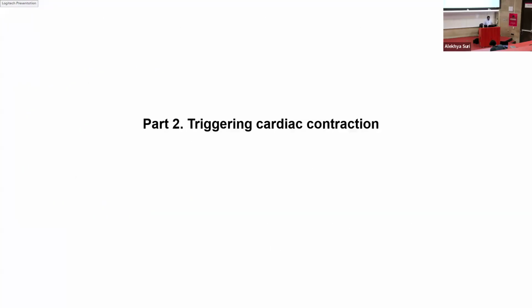Okay, so in the first part, we have seen, randomly, some structures, the ventricular part, some important valves, and the conduction system. But from now onwards, we're going to see a little bit more detail on how this contractile system is working, what triggers cardiac contraction, and how it will be propagated from the atria to the ventricles.